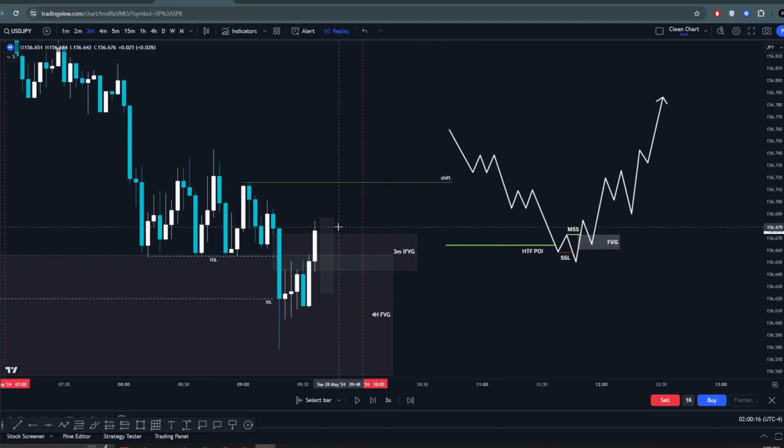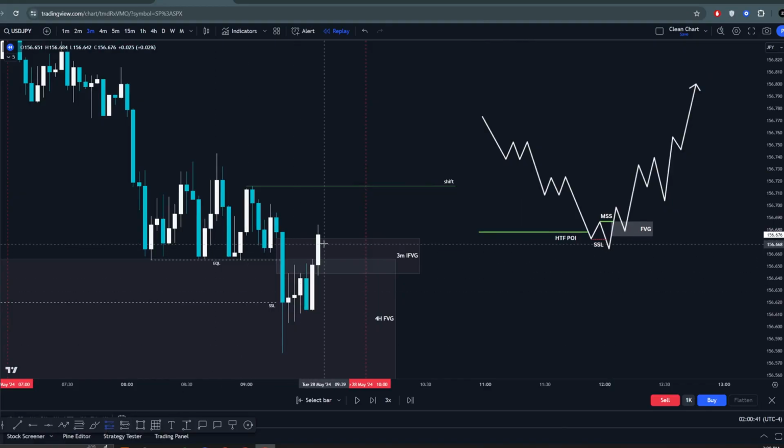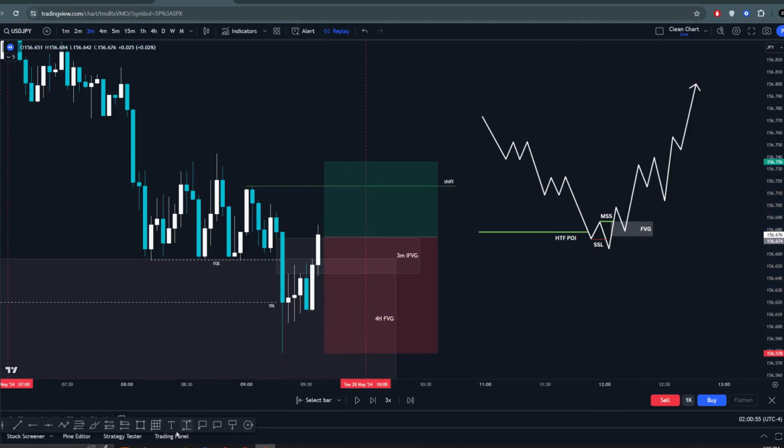So right here, as we can see, we have here a candle close above this 3-minute inverse fair value gap. Once the price go back into this fair value gap, it should continue moving higher. It should respect our inverse fair value gap. You can put our entry right here, and you can put your stop loss below this swing low right here, or if you want to be conservative, you can use this one right here.